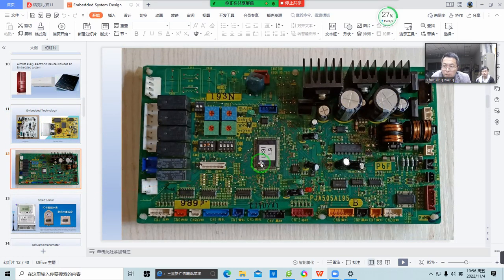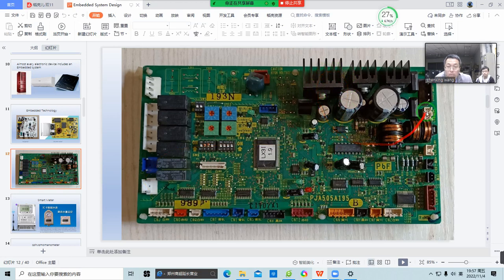This is also a picture of an embedded system. Here is the central processor. Here are some analog meters, analog resistors. You can adjust the resistor. Here are some relays. Here are some peripheral interface chips. And here is a socket. According to different requirements, you can design different kinds of sockets.